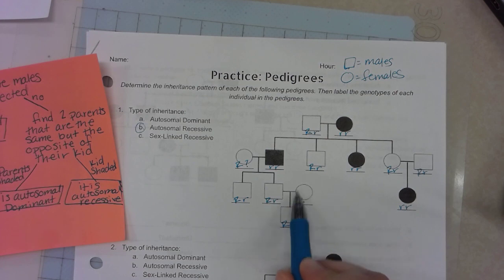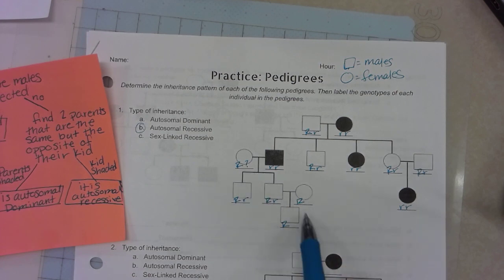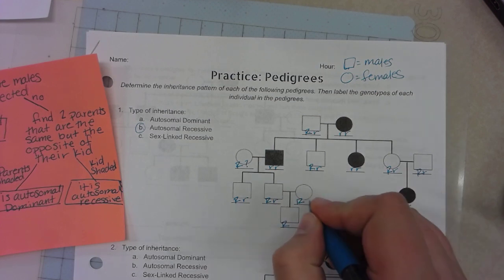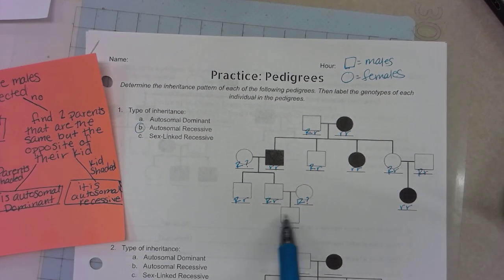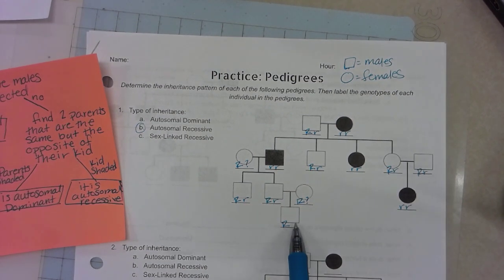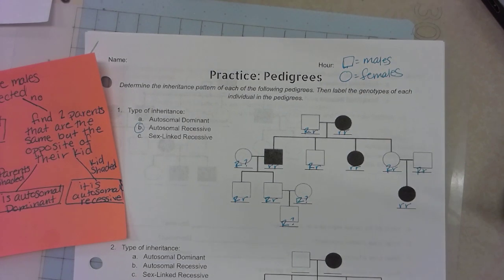And then this woman who married in over here is the same as this one. We don't have a homozygous recessive child or any information about her parents. So she is going to be big R, question mark. And this kid, the son, we cannot tell if he got a big R or a little r from either of his parents. So he is also a question mark.